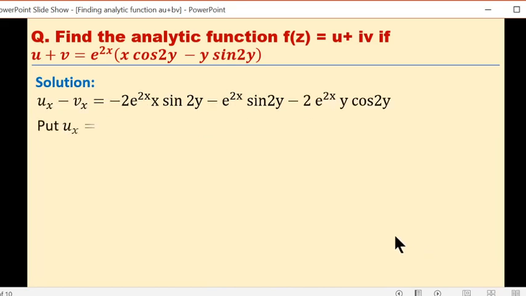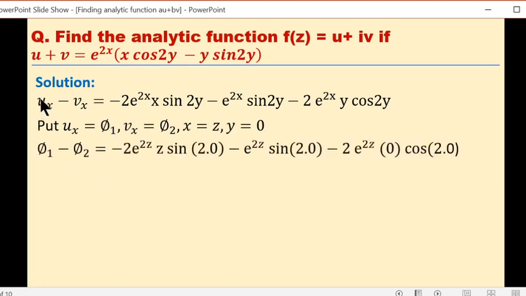Now we will make a substitution. What is the substitution? Ux equal to phi 1, vx equal to phi 2, x equal to z and y equal to 0. So what do we get? Ux के जगह पे phi 1 minus Vx is phi 2 equal to minus 2 into e raised to 2z into sine of 2 into 0 minus e raised to 2z into sine 2 into 0 minus 2 into e raised to 2z into 0 into cos 2 into 0. तो यहाँ पर हमने सिर्फ सब्सटीट्यूशन किया है.